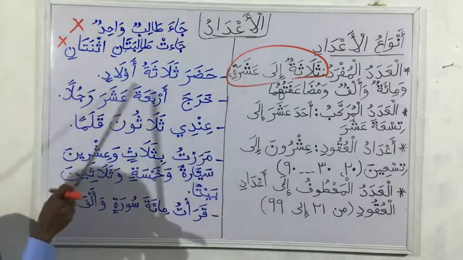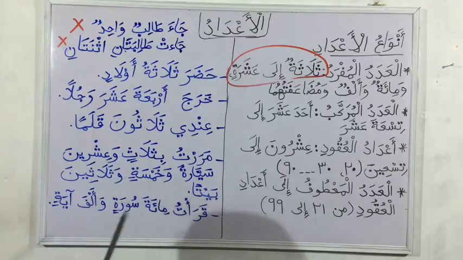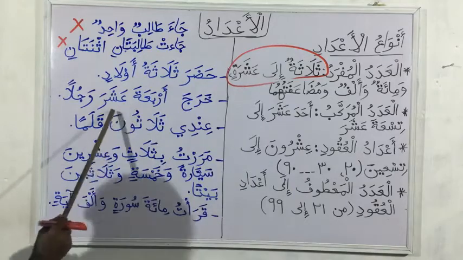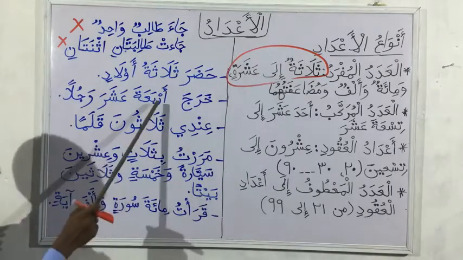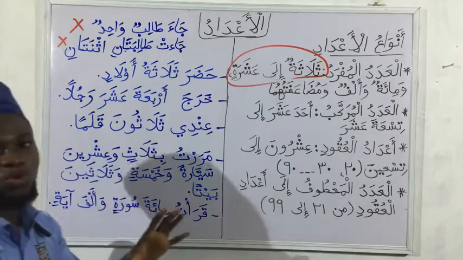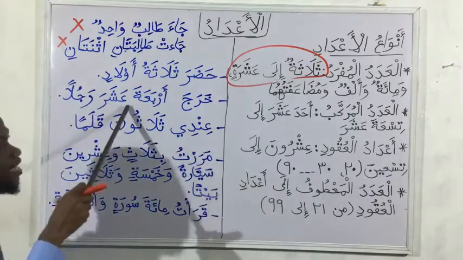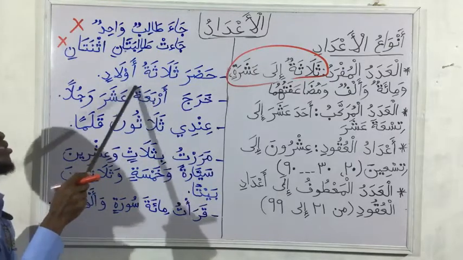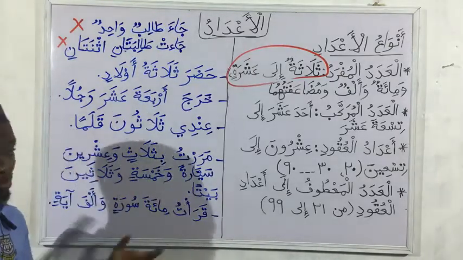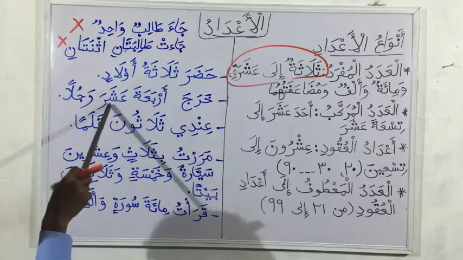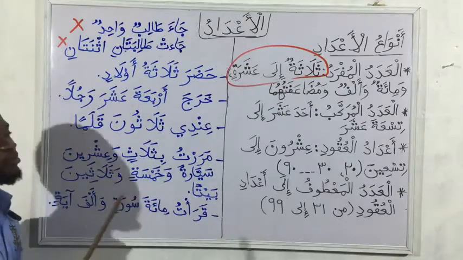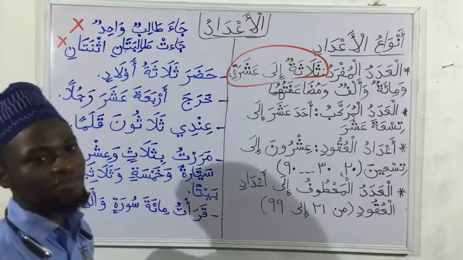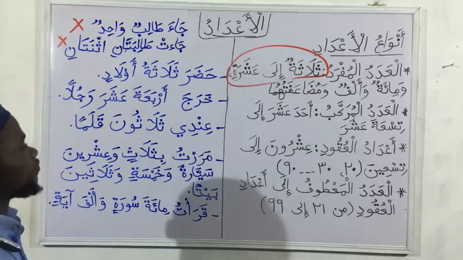Then the next one we have is al-adadul murakkab. Kharaja arba'ata ashara rajulan. You know, we said it is murakkab masjiyu, joining 2 individual words together. And here it is mabniyu. No matter what comes before it, the fatha stays because it is mabniyu. So kharaja 14 rajulan. 14 men left.